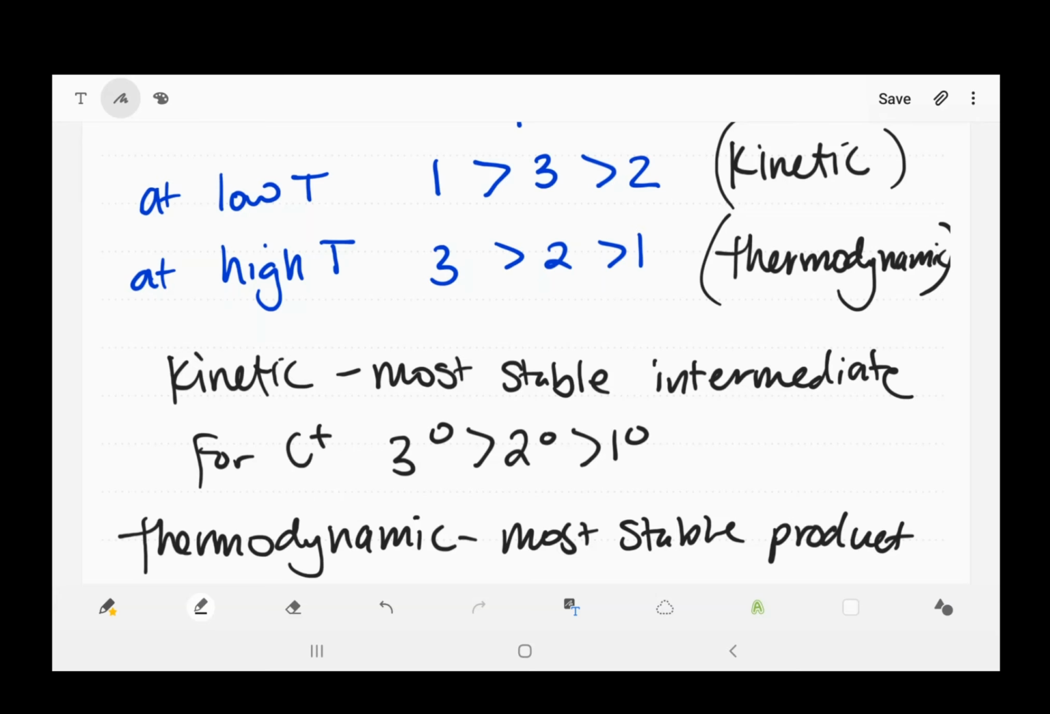At high temperatures, because reactions go in reverse, we're more likely to end up with a larger proportion of our thermodynamic product. And the thermodynamic product is the one that is the most stable product. And for these alkene type of reactions, that's going to be the one that forms the more substituted alkene.